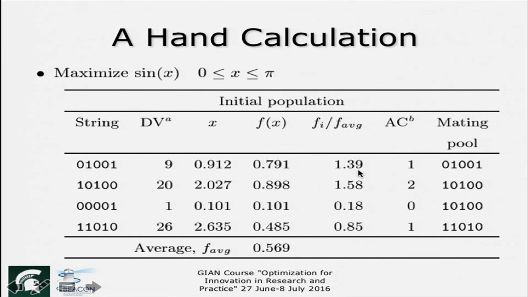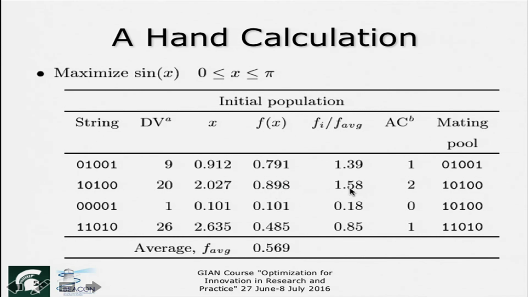So it should get 1.39, 1.58, 0.18, 0.85. Now you know how it's computed. It's just fi by f average: this one divided by this, and I get this number. Okay. So you see which is the best one here? Second one, having the largest value. And the optimum would be pi by 2, and that will be 1, right? Sine pi by 2 is 1. So that's my optimal function value. But here, I don't have the optimum yet. These are randomly created, but this is already 0.898. So that's the best one, and the worst one is 0.101.